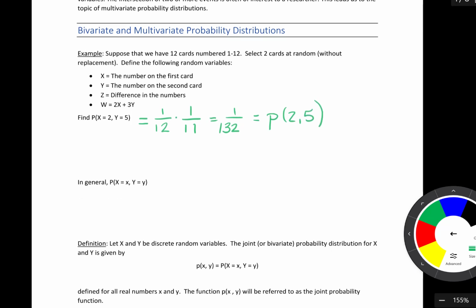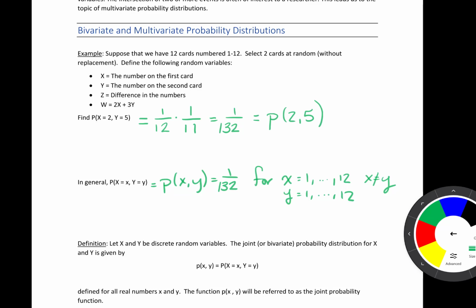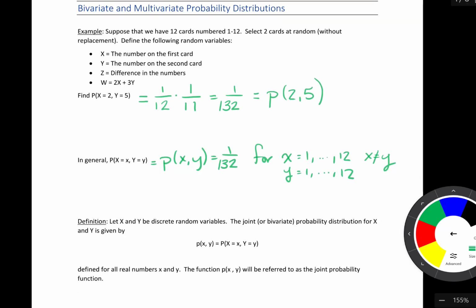So in general, for this example, if we want to know the probability that x is equal to lowercase x and y is equal to lowercase y, it's actually going to be equal to the same value. And this is for x equal to 1 all the way to 12, and x not equal to y, and y also equal to 1 through 12. And so this is an example of a bivariate discrete probability distribution.